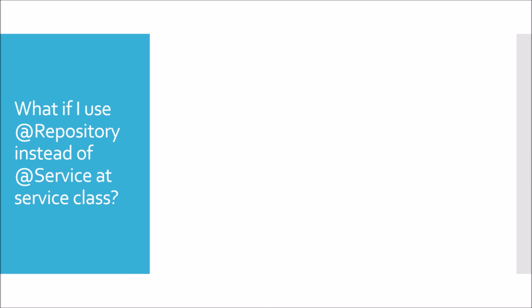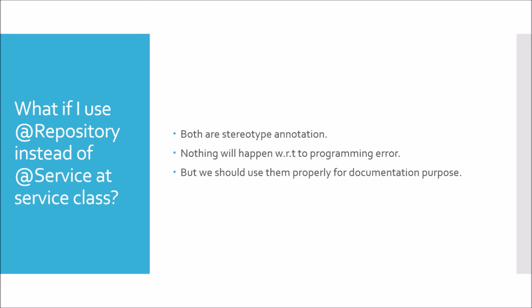Moving to next question. What if I use @Repository instead of @Service at a service class? Now, if you remember, @Controller, @Service, @Repository, all are stereotype annotations. So these annotations are just used for documentation purposes. With respect to programming error, nothing will happen, but we should use them properly for documentation purposes.